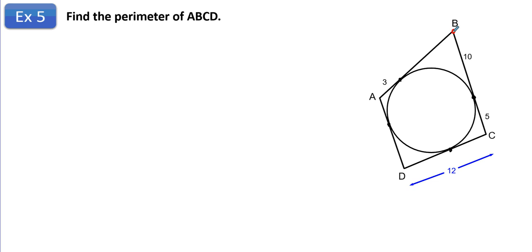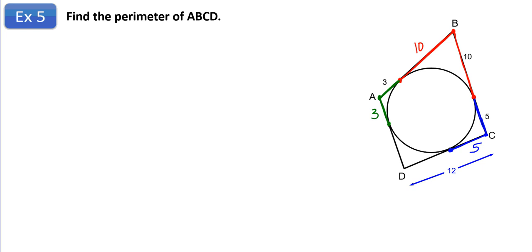So I'm going to start with point B at the top. If the length of this tangent segment is 10, then that means this one to the other tangent point must also be 10. And changing over to point C over here, if this tangent segment right here is 5, then that means this one is also 5. Over here at point A, we know the length is 3 on this tangent segment, which means this segment also connecting point A to the circle at a point of tangency must also be 3.